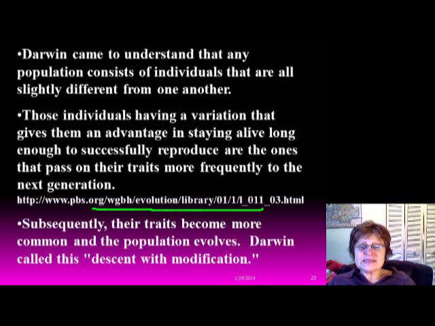So what he realized is that the more capable, longer living animals can have more offspring, so therefore their traits become more common as the population evolves. And Darwin called this descent with modification. So this is really, really important, because this is how he came up with his amazing theory.